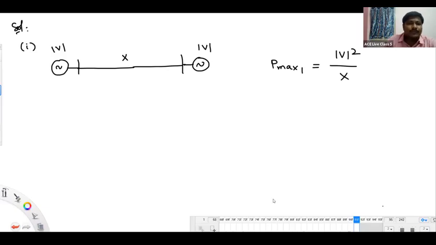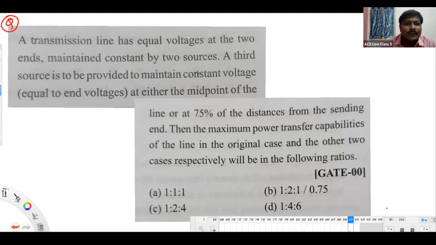Simple. Second one. Observe, I am looking at the second one. A third source is provided to maintain constant voltage at either the midpoint of the line or at 75% of the distance. Which means in the second case, I should take a third source at the midpoint, and calculate Pmax of the network. In the third case, I will keep that source at 75% of the distance, and calculate the Pmax.